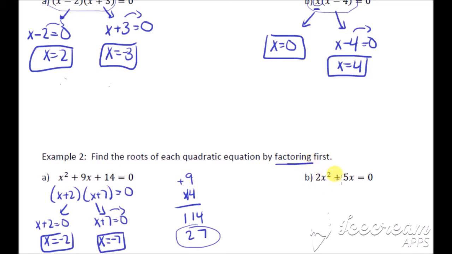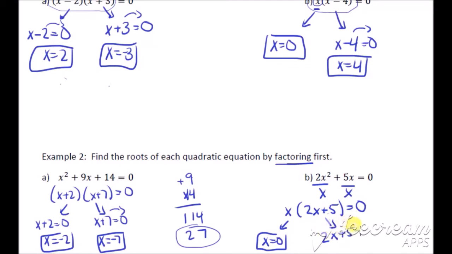In this one, we have 2x squared plus 5x equals 0. So we're first going to common factor out this x, and we're left with 2x plus 5, and then equals 0. So now we can branch off x equals 0, and that one's already done. And then we can branch this off, 2x plus 5 equals 0. We have to bring over this 5, so we have 2x equals negative 5. And we're going to divide by 2. X equals negative 5 over 2. So the two answers here are x equals 0, and x equals negative 5 over 2.